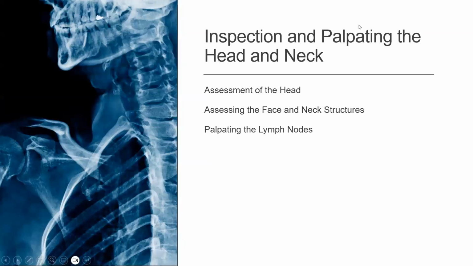Now, when we're assessing the head and neck, our focus is on inspection and palpation. We want to ensure the size, shape, and symmetry of the skull, so we're going to go through the steps. When looking at the skull, ensuring the size and shape, we're also assessing for any masses, any tenderness, any abnormalities. Remember not to forget to check the frontal and maxillary sinuses for tenderness.